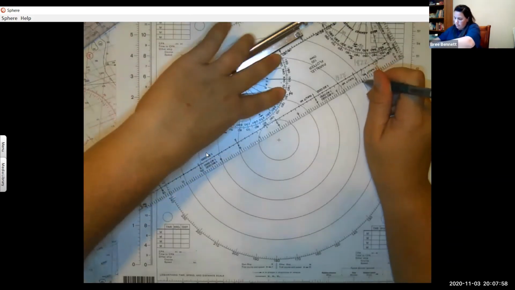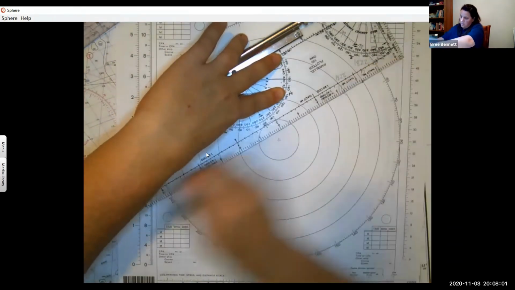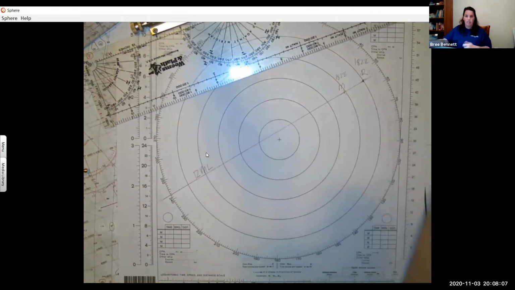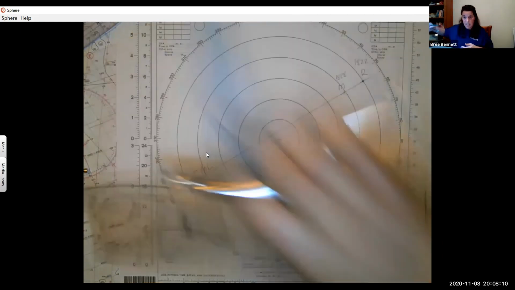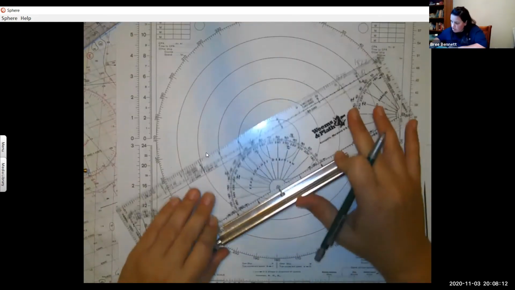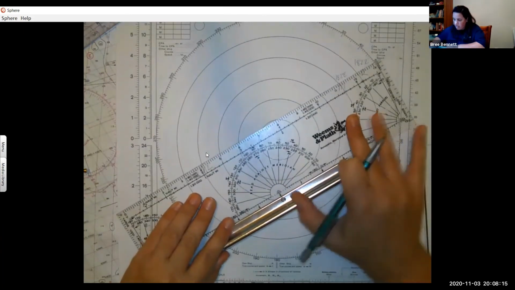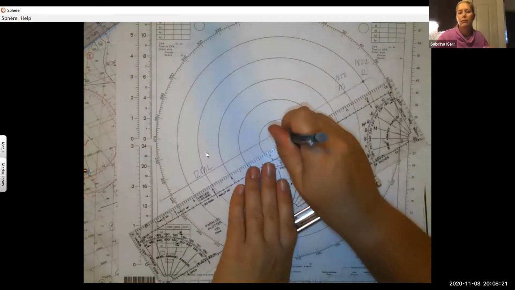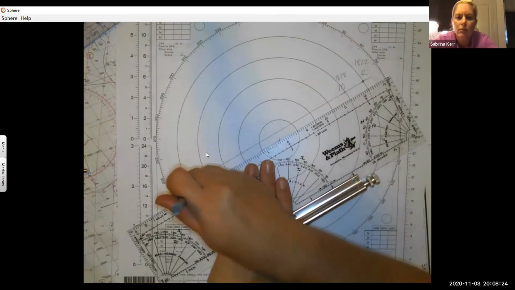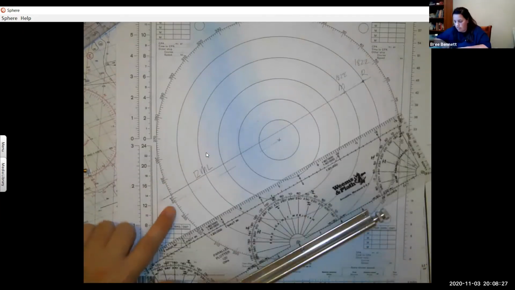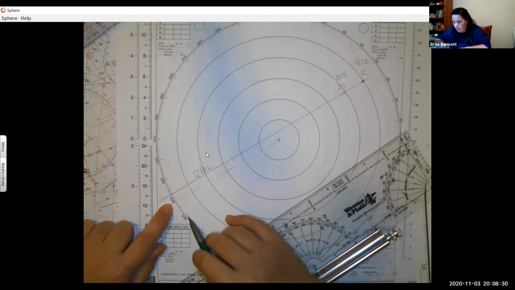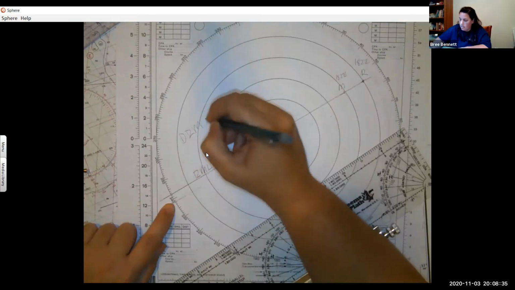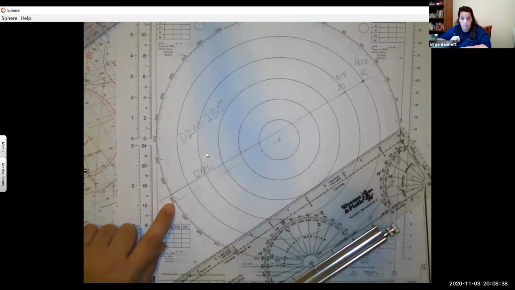We connect R to M, and we get our relative motion line. We want to know the direction and the speed of our relative motion line. So we always parallel our relative motion line back to the center to get our degrees. So here we have 238. Our direction of relative motion is 238 degrees.